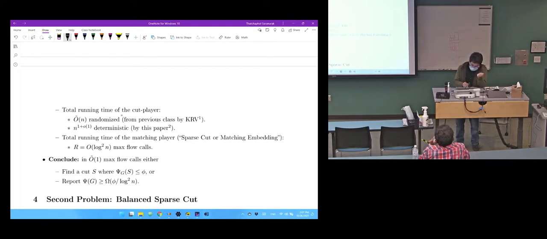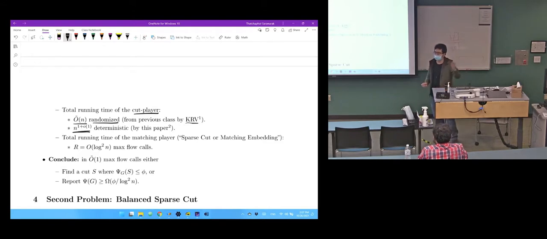One is the time for the cut player to choose the cut in each round. We have seen a fast randomized algorithm to do that, the randomized algorithm by KRV. I mentioned that a deterministic algorithm can be done in exponential time, and in the homework you will see that you can do it in polynomial time. The best known is now almost linear. So this is basically fast.